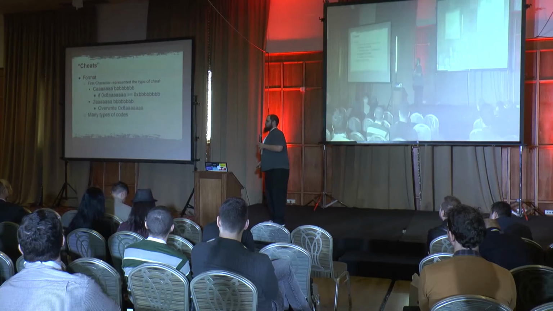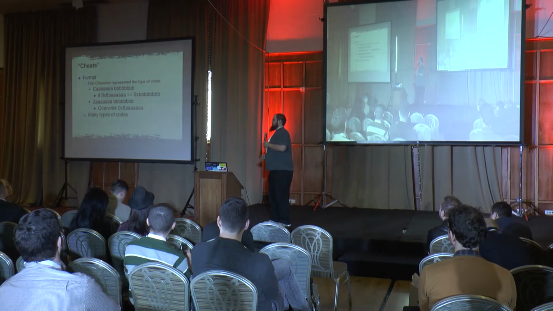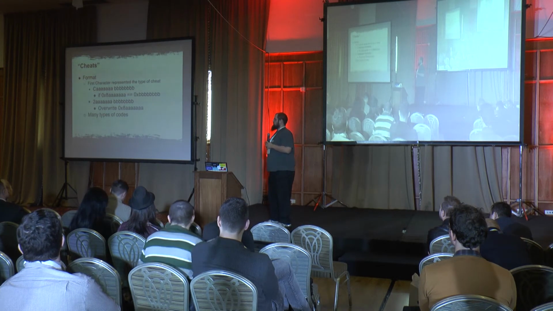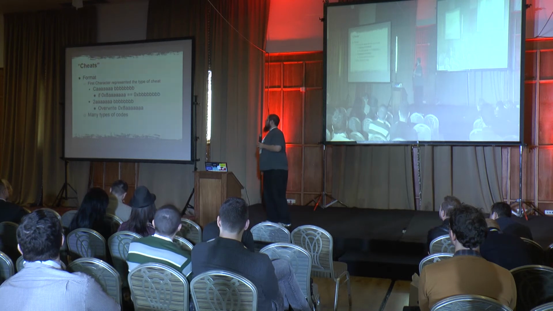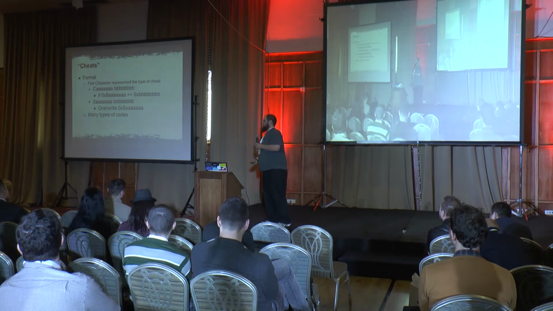So taking a look at that, the first character just represents the type of cheat. So the C is a conditional check looking for memory at the address A. Is it equal to B? If so, run the rest of these codes. And the 2 just tells it, this is an overwrite memory at A with B. Fairly straightforward. I thought that was kind of interesting because I had no experience with this before I started working on this project.